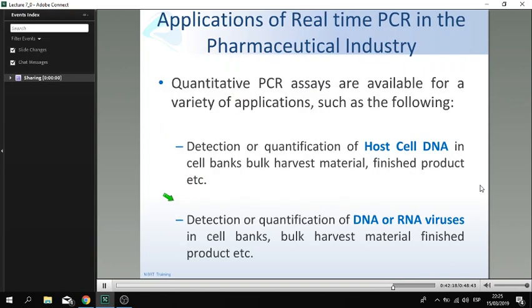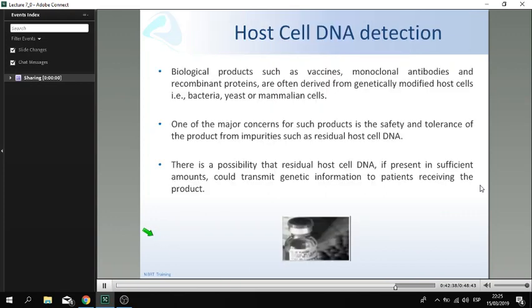So mostly in biopharma we detect, as I said, whole cell DNA, and we want to check for it in our cell banks, in our bulk harvest material, and in our finished product. And same thing for viruses. We want to check that our cell banks don't contain viruses, that our bulk harvest material doesn't contain viruses, or that our finished product doesn't contain DNA or RNA viruses.